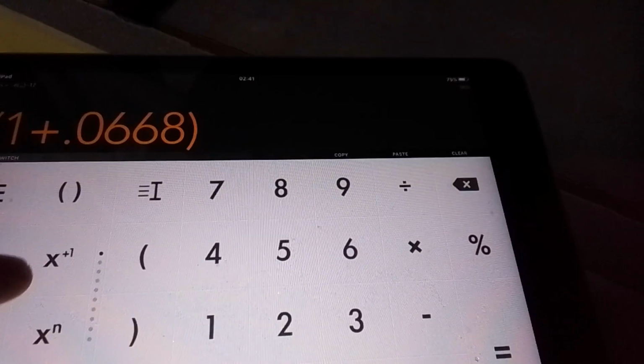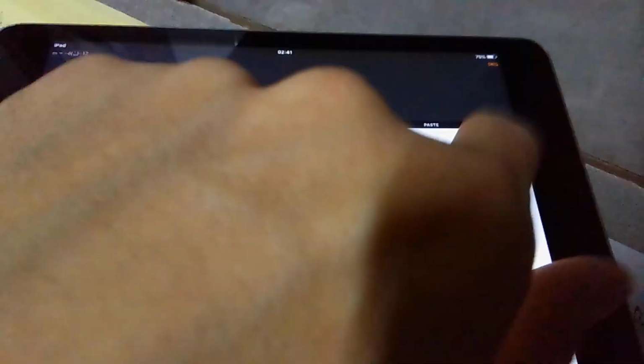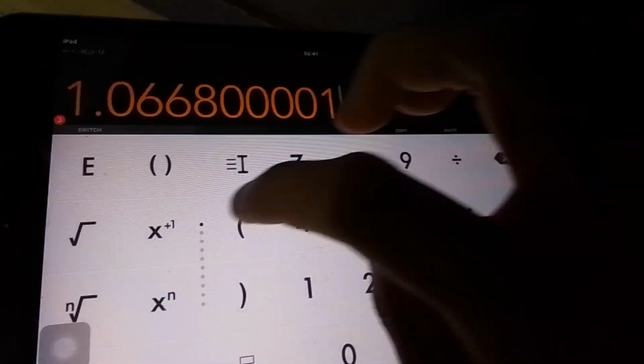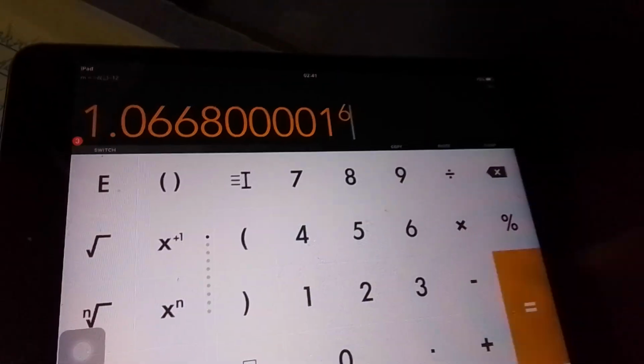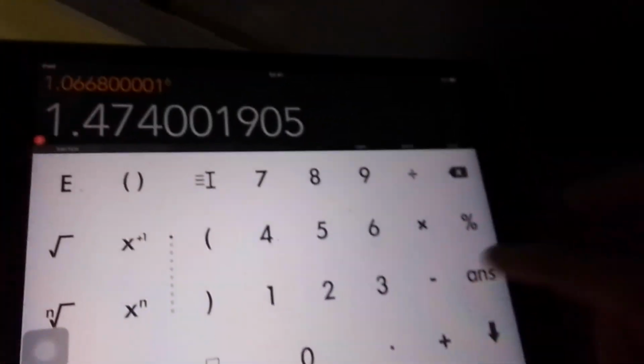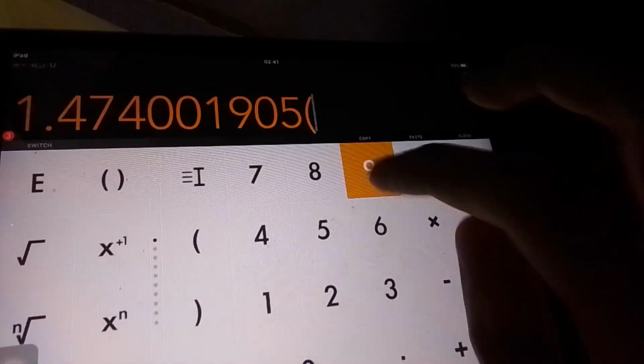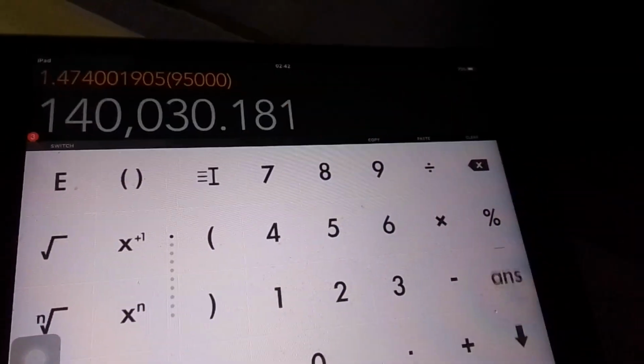So, this one, di ba? And then you raise that to the 6th power. Di ba? So, you're supposed to get this answer. And then this answer is being raised to the 6th power. Doing that will give you this answer. Multiplying by the principal, which is 95,000.